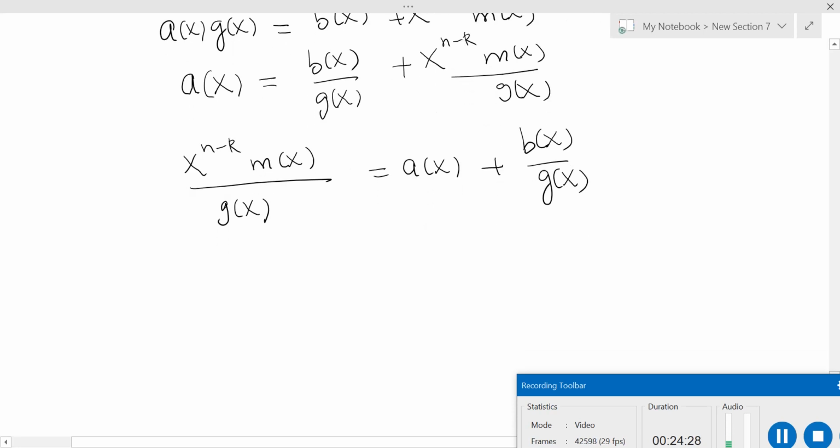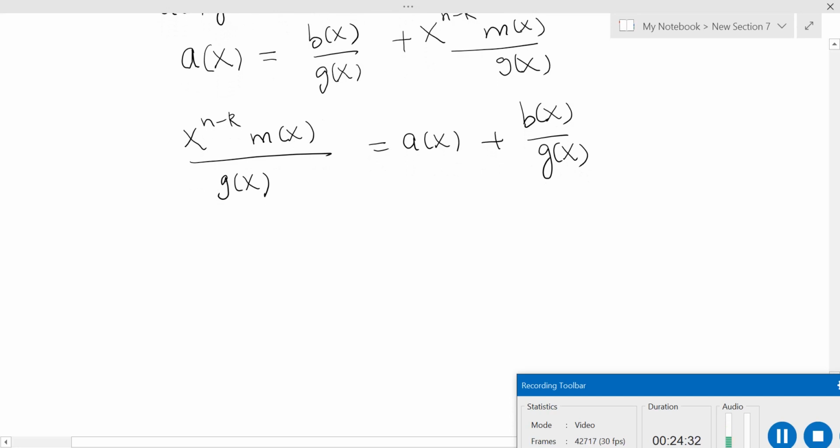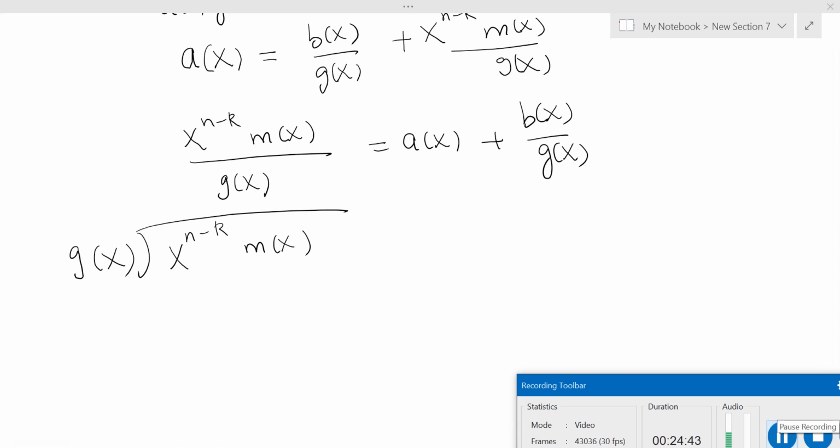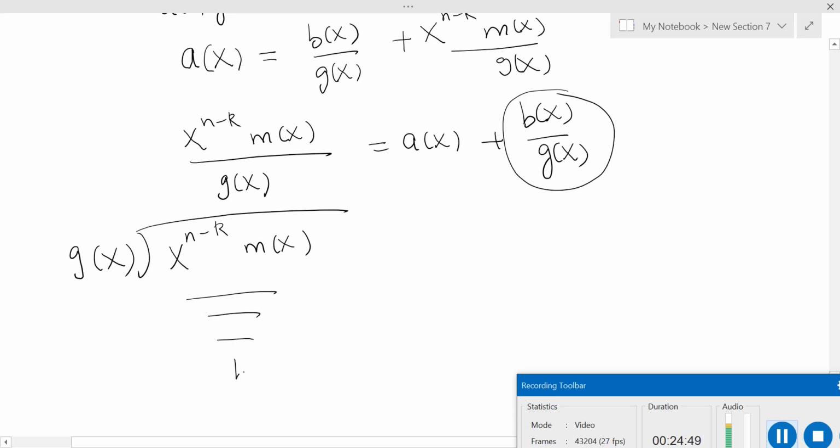Now what does it mean? It means that if you divide x to the power n minus k m of x by g of x, then if you see the way of division, b of x, whatever you will get here, b of x will be the remainder of it.